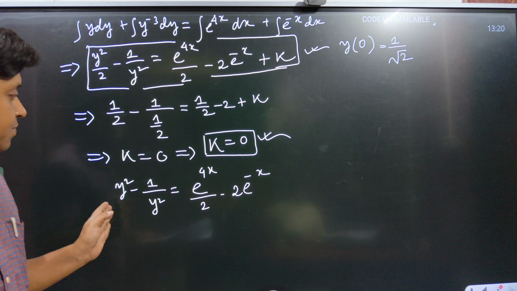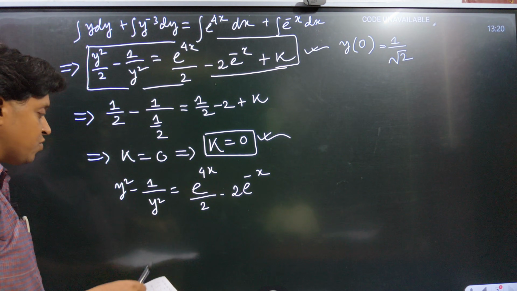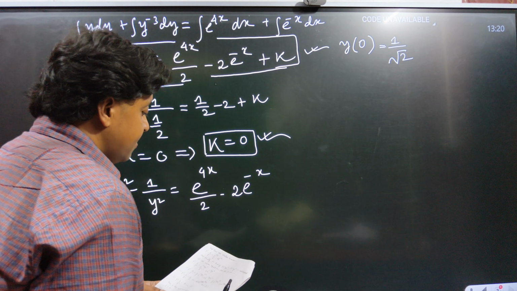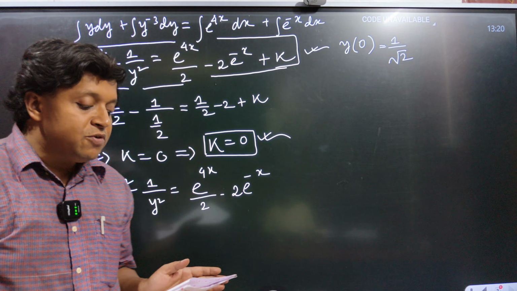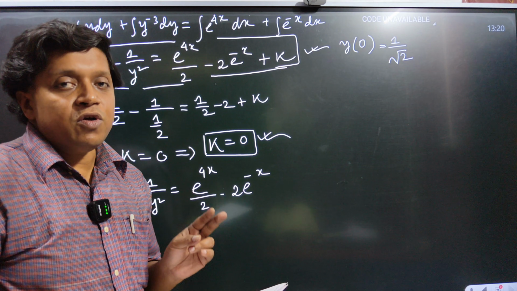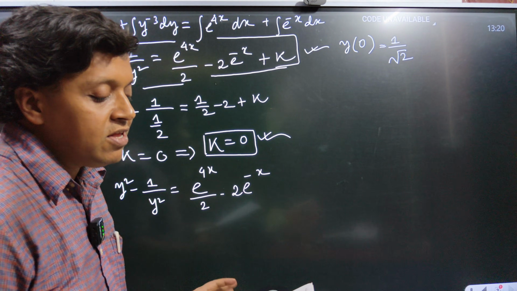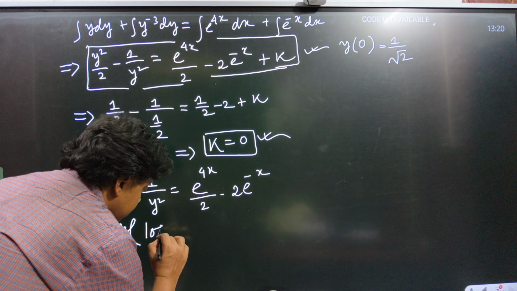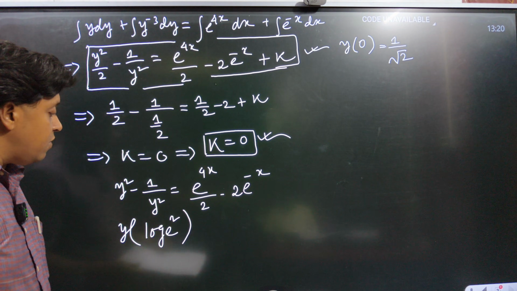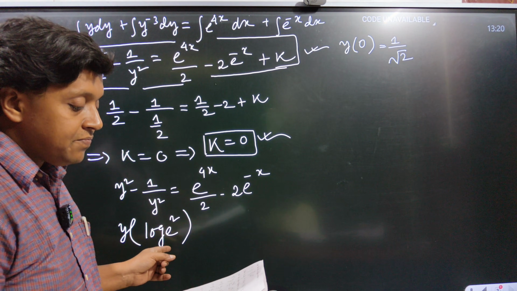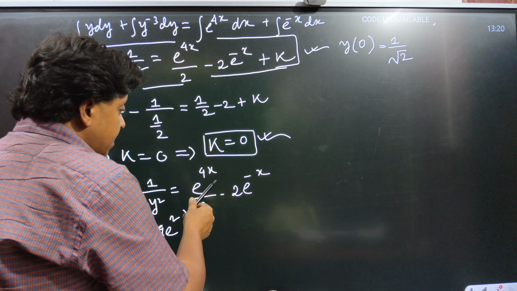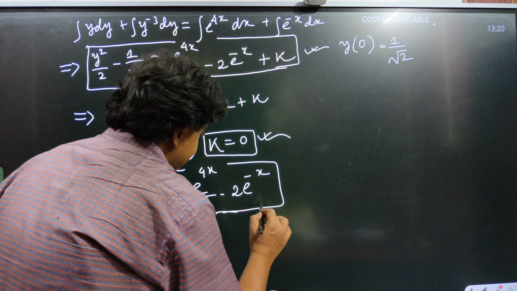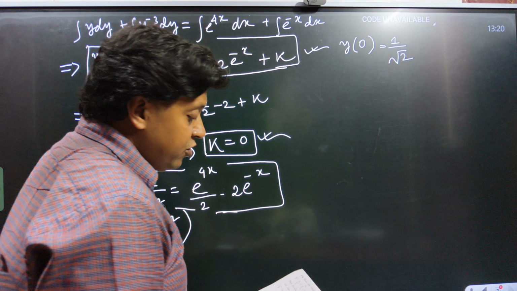With k being equal to 0, the solution now reduces to y square minus 1 by y square equal to e to the power 4x by 2 minus 2 into e to the power minus x. So now we are just one step away from solving this problem. We need to find this quantity, that is the value of y at log of 2 to the base e. So instead of x, we here substitute log of 2 to the base e.